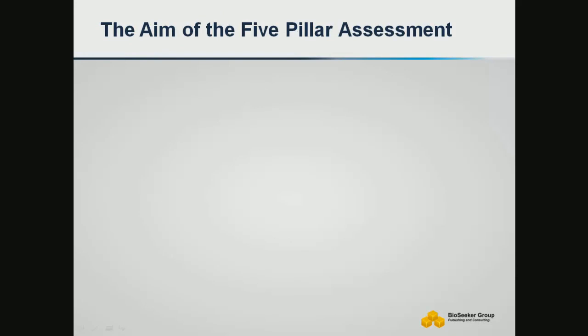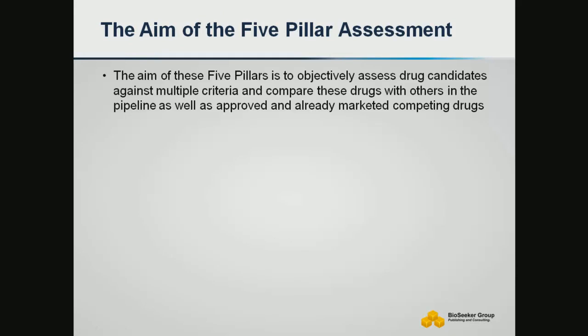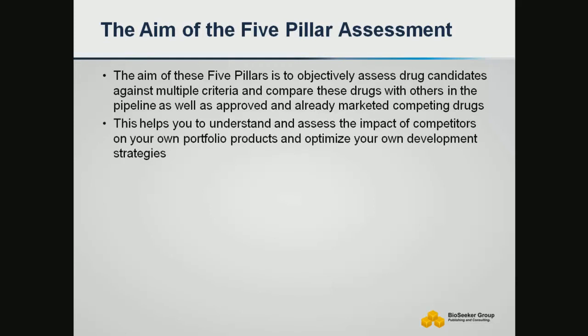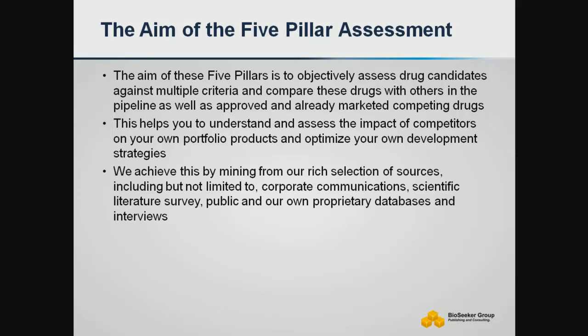The aim of these 5 pillars is to objectively assess drug candidates against multiple criteria and compare these drugs with others in the pipeline, as well as approved and already marketed competing drugs. This helps you to understand and assess the impact of competitors on your own portfolio products and to optimize your own development strategies. We achieve this by mining from our rich selection of sources, including but not limited to corporate communications, scientific literature survey, public and our own proprietary databases, and interviews.